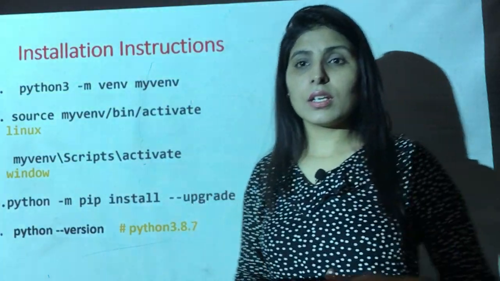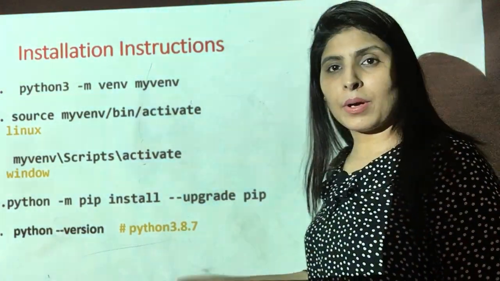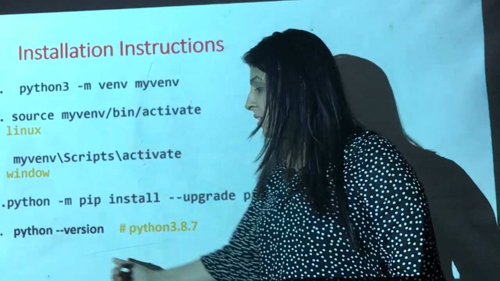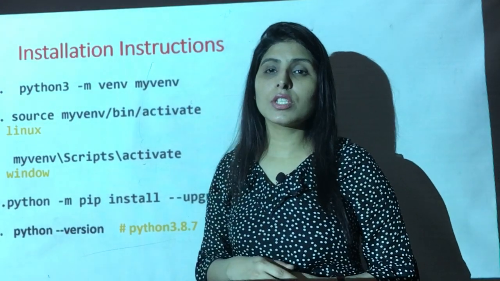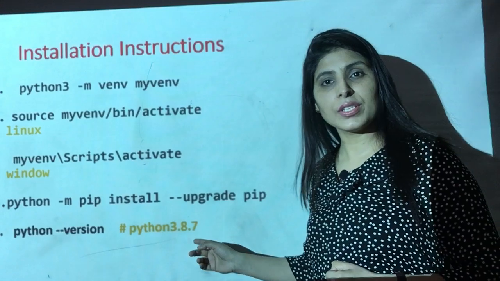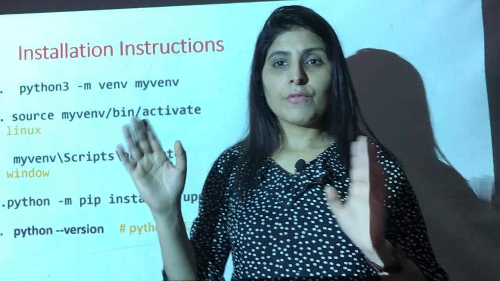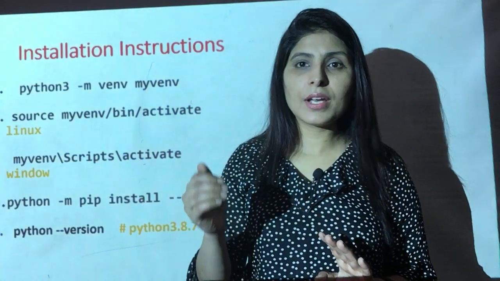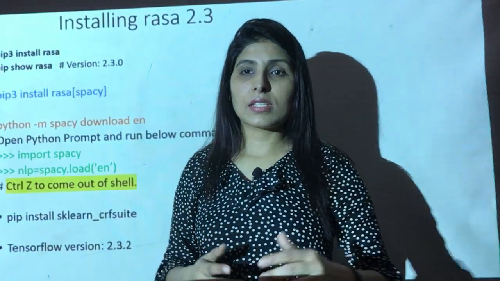Once you activate your environment, the next thing is to upgrade pip. Pip is a package manager, right? So we are upgrading pip, and after that we are checking the Python version. The Python version which I am using for this particular tutorial is Python 3.8.7. All right, so we have created a virtual environment, we have activated it, and we have checked the version of Python. Now let's install Rasa.